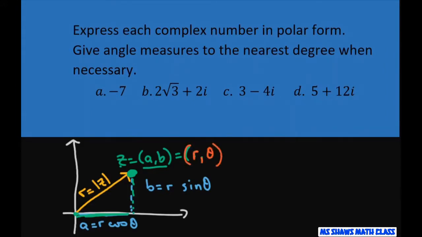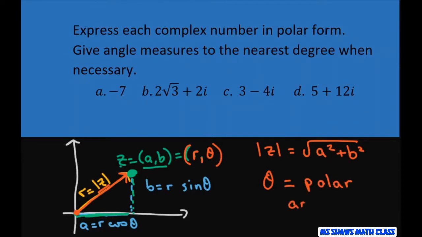Now for our R here, that's the length of the arrow, and we want it to be positive. That's why they have the absolute value. So the absolute value of Z equals square root of A squared plus B squared. And we're always going to take the positive. All right? So the angle is called the polar angle of Z.